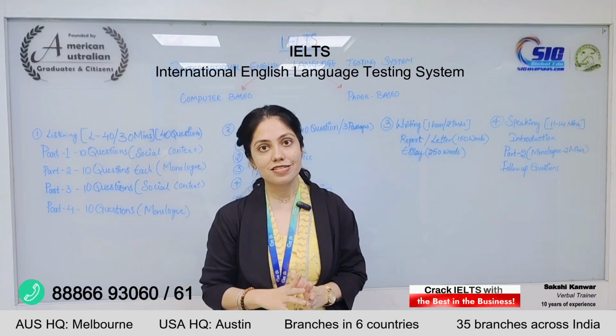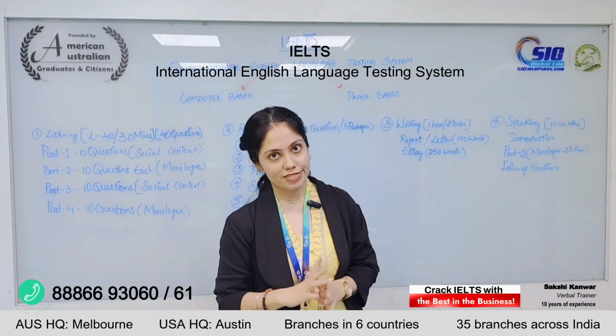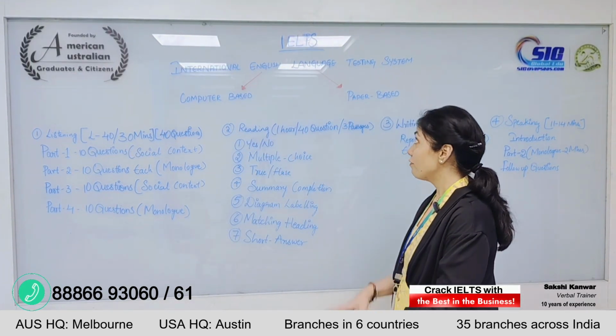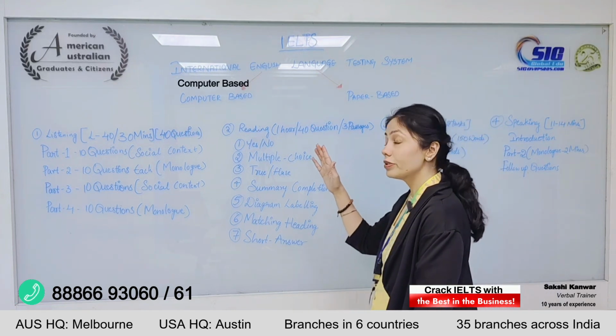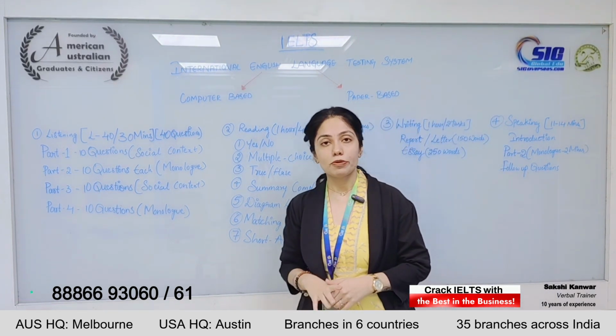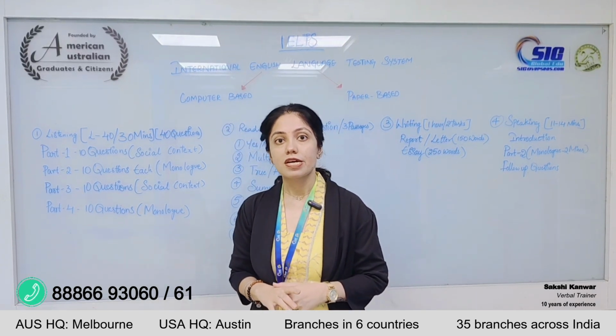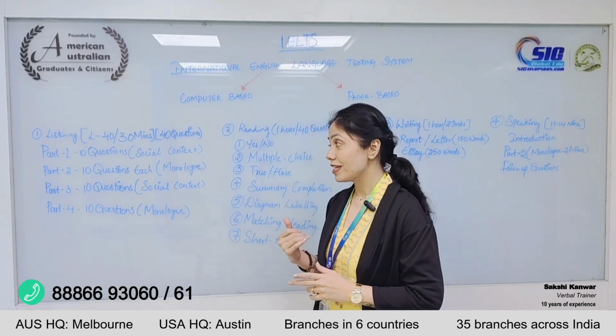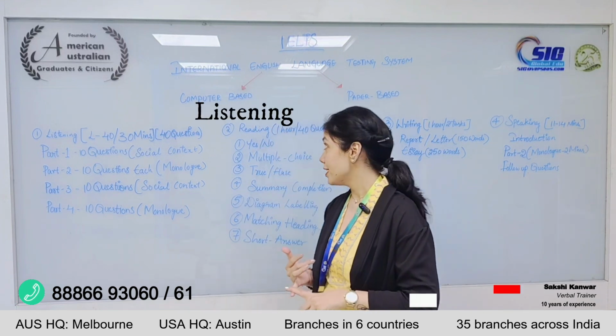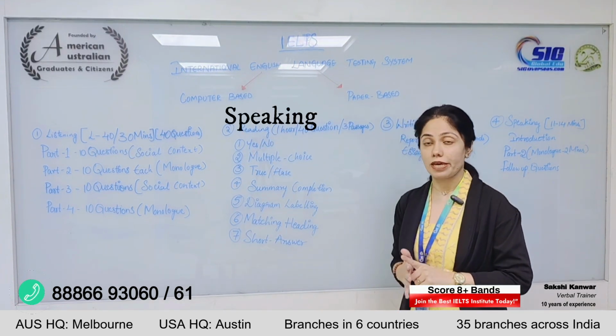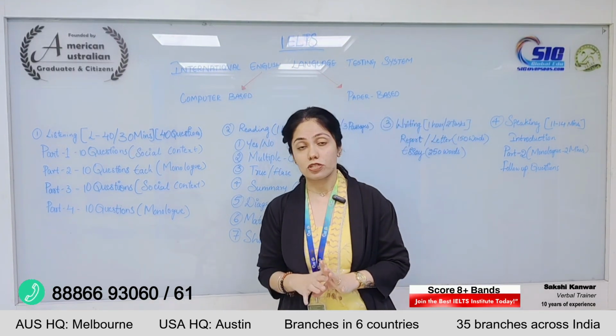So first, IELTS is the International English Language Testing System, and as you can see, we have two types of pattern, that is computer based and paper based. Computer based is 2 hours 30 minutes and paper based is 2 hours 40 minutes. And we have four types of module, as you can see on the board, that is listening, reading, writing and speaking. So let's start with the listening section.